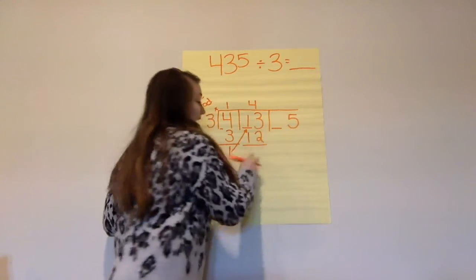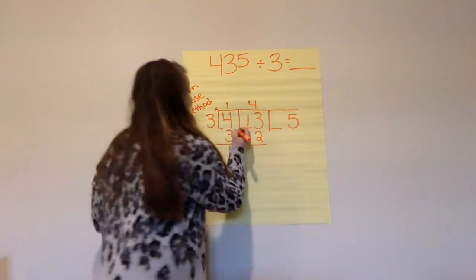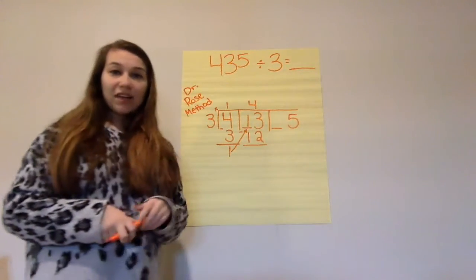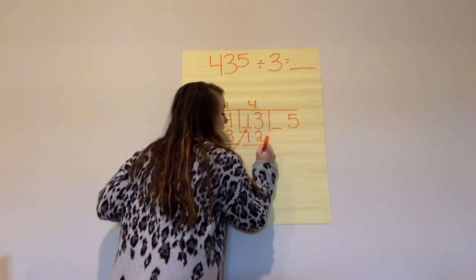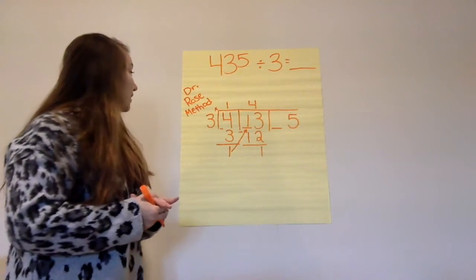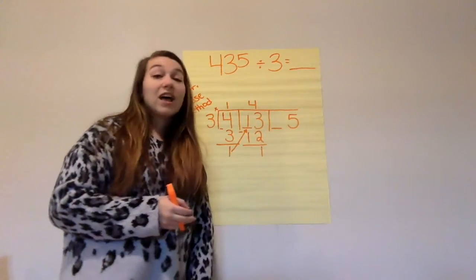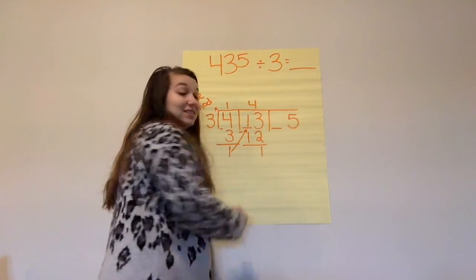All right. And now we're going to do the same step we did with the hundreds. We're going to do 13 minus 12. And what does that give us? 1. Very nice. 13 minus 12 equals 1. All right, time to move on to our final spot. What do I need to do with this 1?